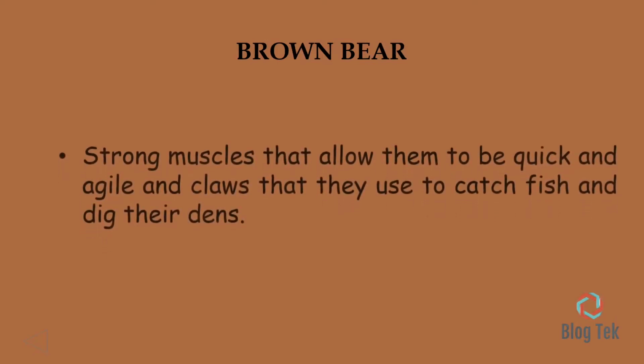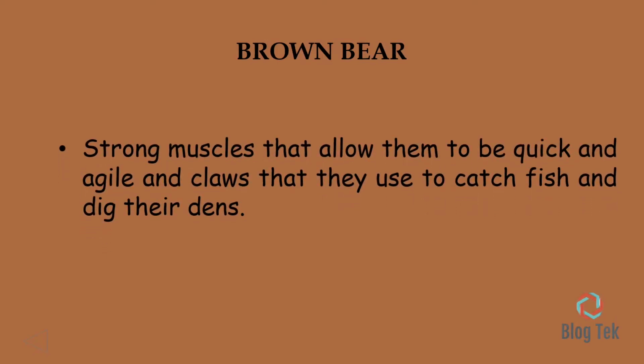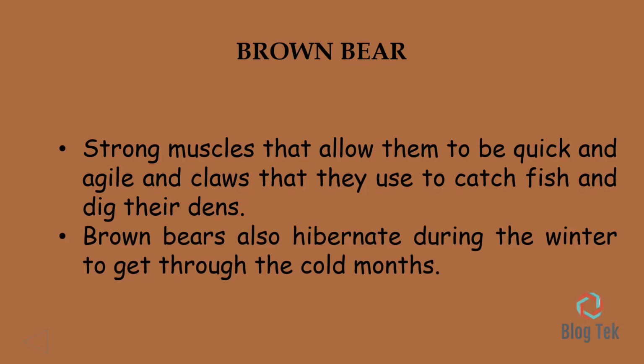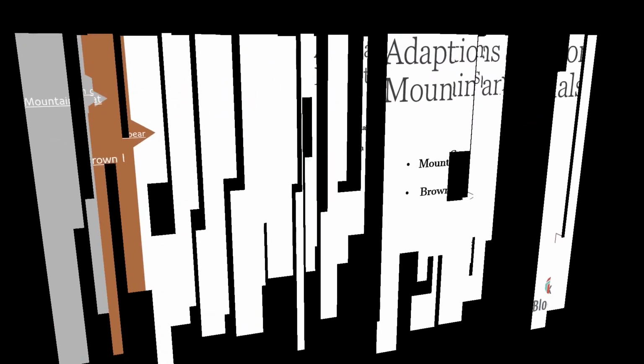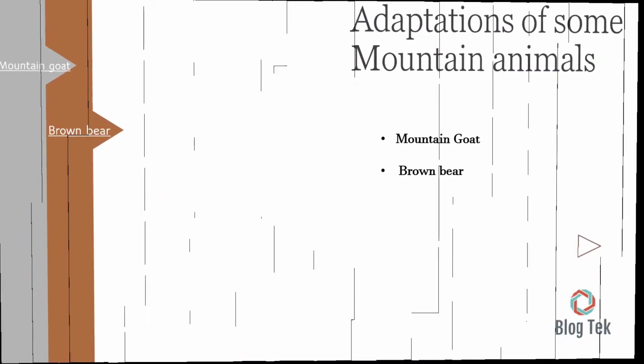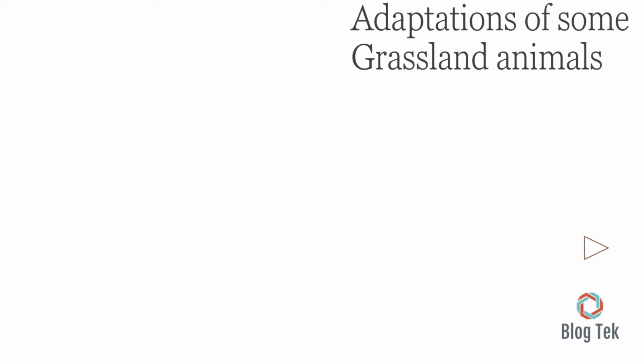Brown bear. Strong muscles allow them to be quick and agile, and they've got claws which help them catch fish and dig their dens. These bears also hibernate during the winter to get through the cold months. Now, as you also know the brown bear, let's move on to our next topic, which is adaptations of some grassland animals.